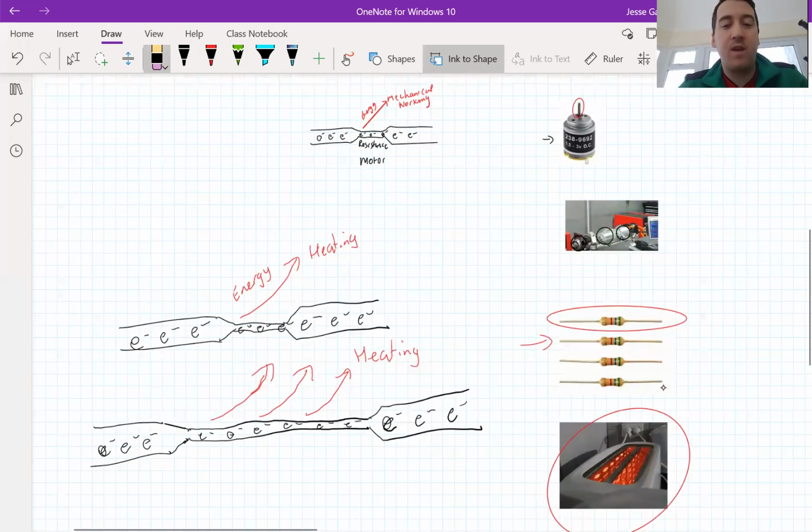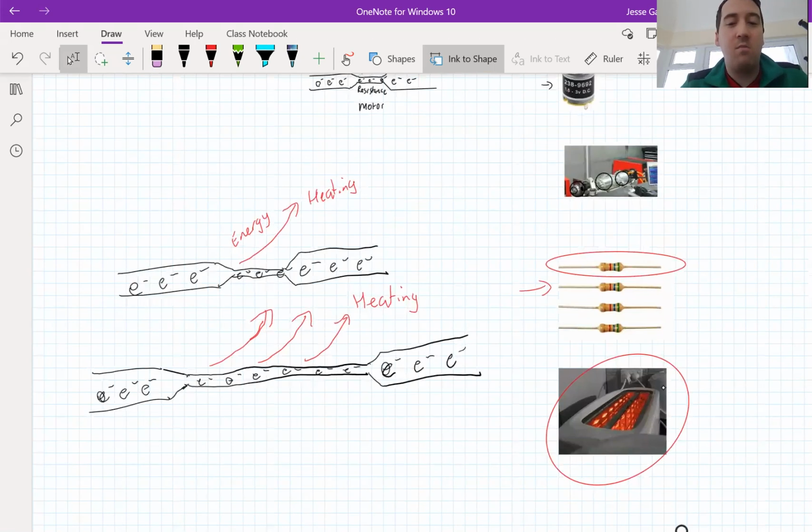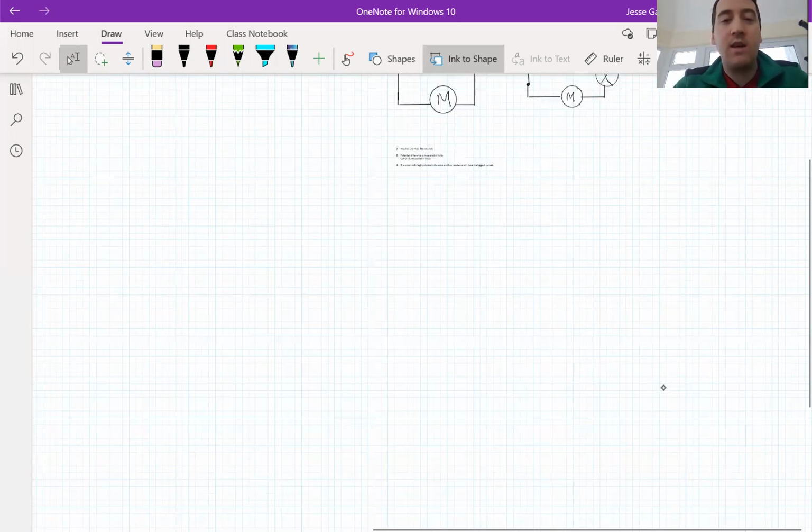So, but just know that the longer the wire, the more resistant they're going to be, and therefore the hotter, the more heat is going to be able to be transferred. All right, it's time to do some practice questions now.